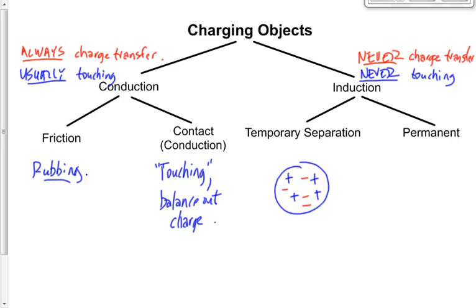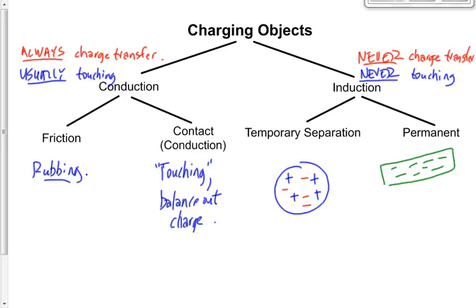Let's bring a negatively charged object nearby. I'm drawing a whole bunch of negatives on there. It doesn't mean it's just negatives, but it's easier to draw it that way. There's positives as well, it's just more negatives than positives. Answer this question for me, please. What's going to happen to those protons in the neutral object?